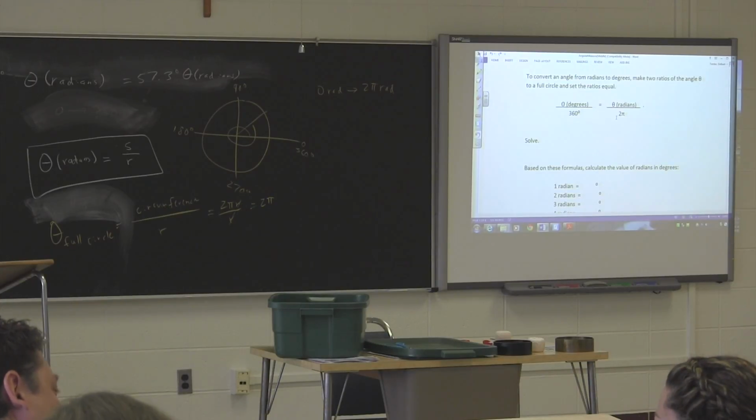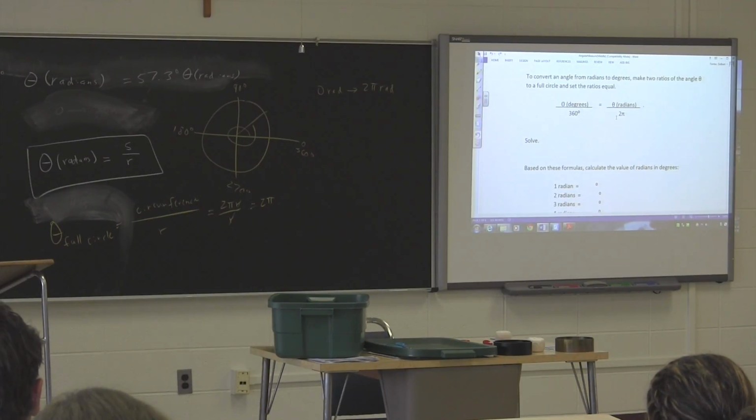How about getting theta in radians from theta in degrees? How do we express that? Just flip it. Okay? So we could write it as pi over 180.